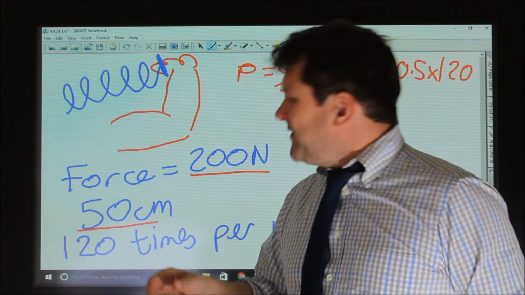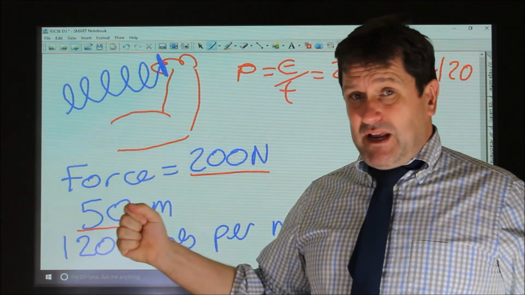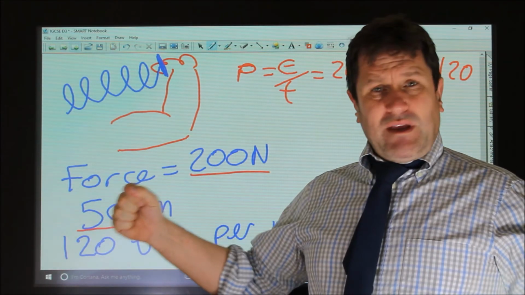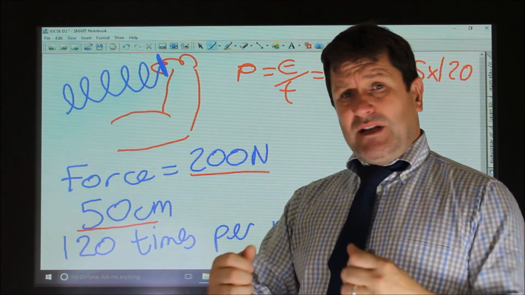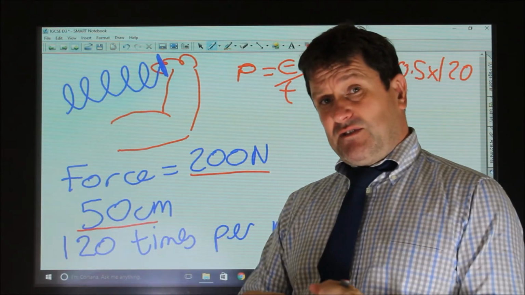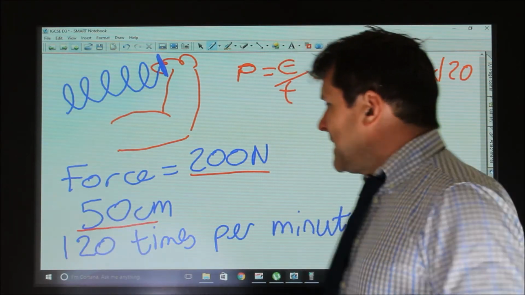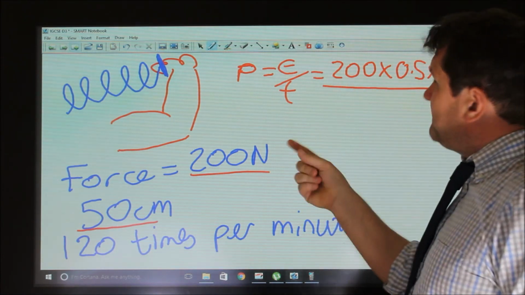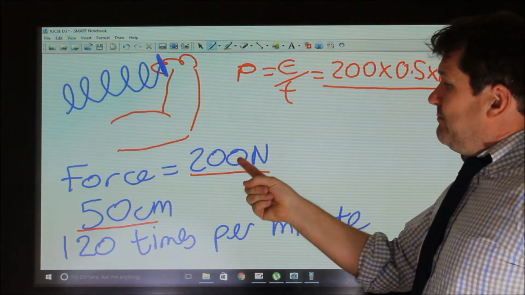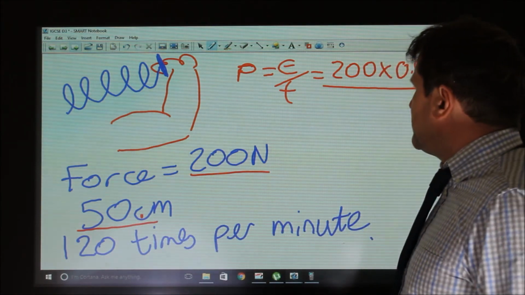Now notice, you pull the spring because you're doing work against the spring. You don't count going back again because the spring does that for you. You're not doing any work. The spring returns to its original length on its own. You only do that force outwards. So that would be the energy required to pull this with this force, this distance, that many times.